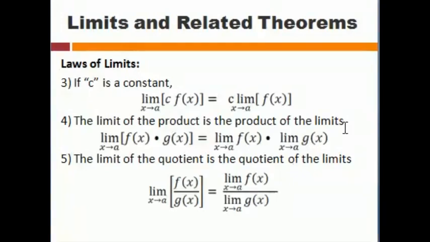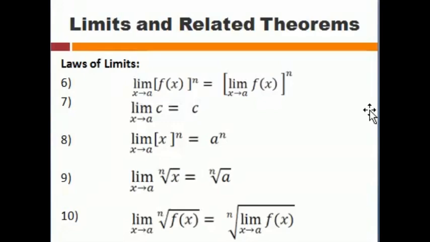Number 4. The limit of the product is the product of the limits. The limit of f of x multiplied by g of x as x approaches a is equal to the limit of f of x as x approaches a multiplied by the limit of g of x as x approaches a. Number 5. The limit of the quotient is the quotient of the limits. The limit of f of x over g of x as x approaches a is equal to the limit of f of x as x approaches a over the limit of g of x as x approaches a.